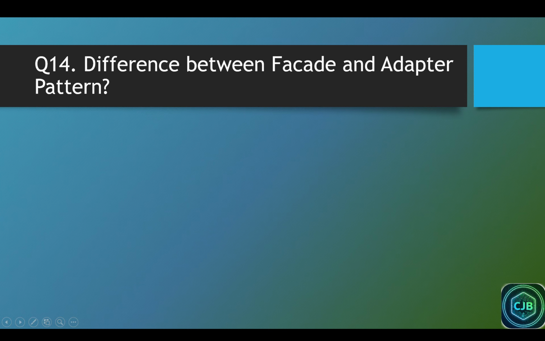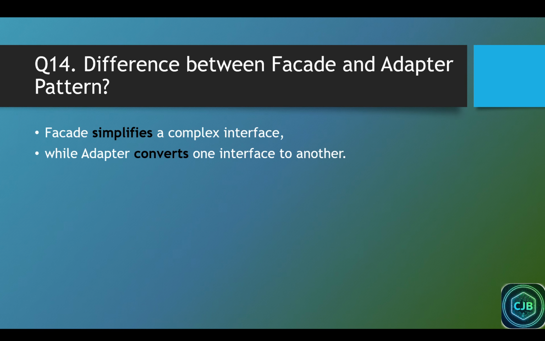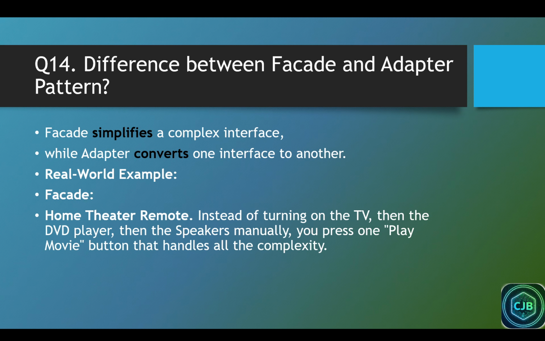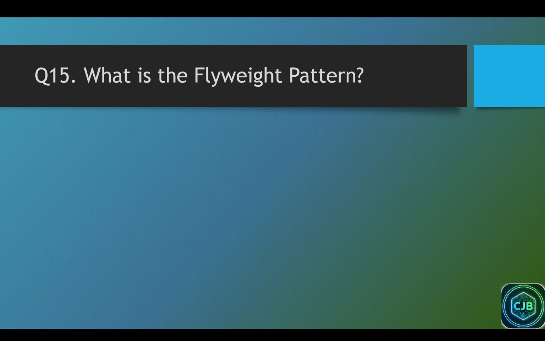Difference between facade and adapter pattern. Facade simplifies a complex interface, while adapter converts one interface to another. Real world example: facade, home theater remote. Instead of turning on the TV, then the DVD player, then the speaker manually, you press one play movie button that handles all the complexity.